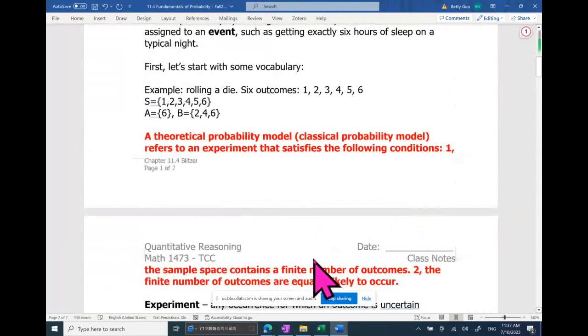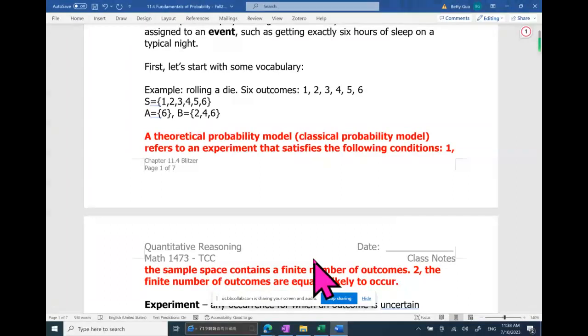Our example, rolling a die, is a classical model. Why? Because it satisfies the conditions in the description. The sample space of rolling a die, the experiment of rolling a die and observing the number, is 1, 2, 3, 4, 5, 6, right? That is a finite number, only 6 outcomes.